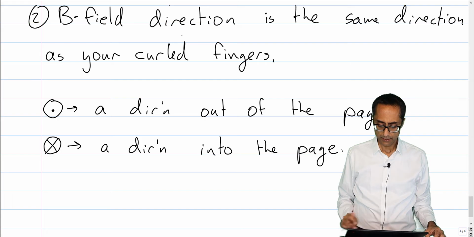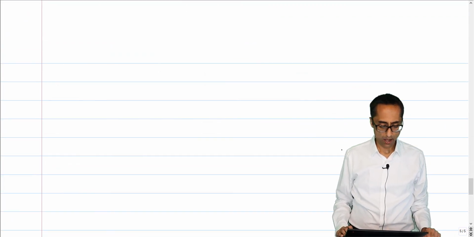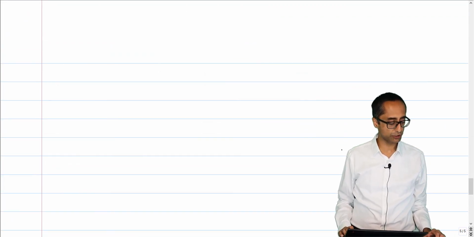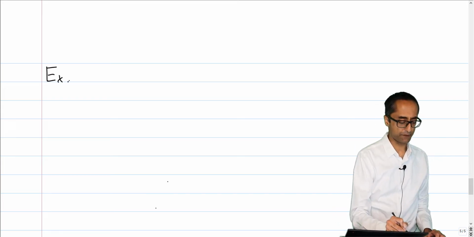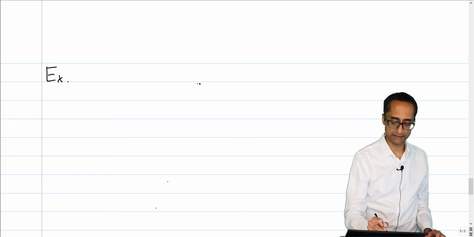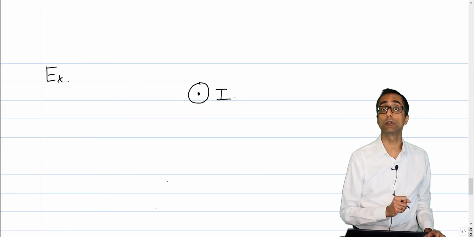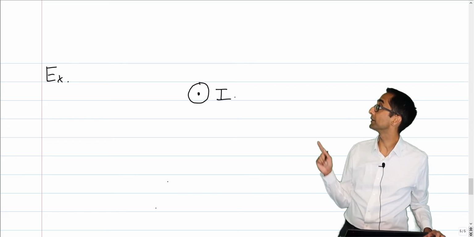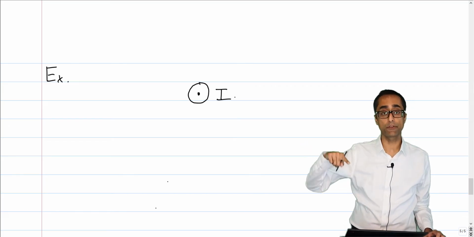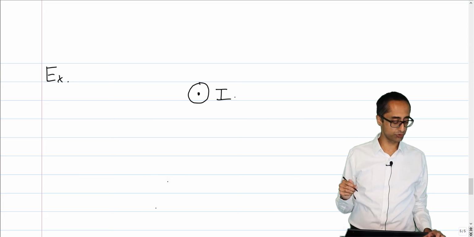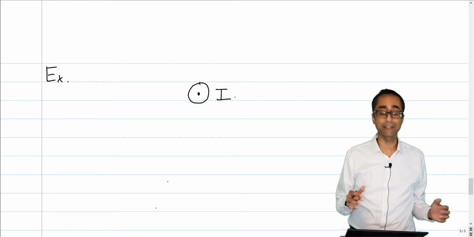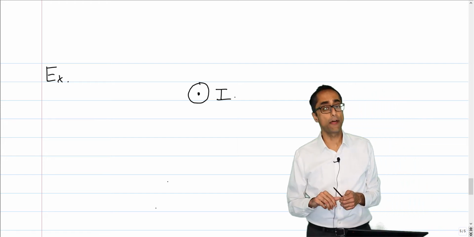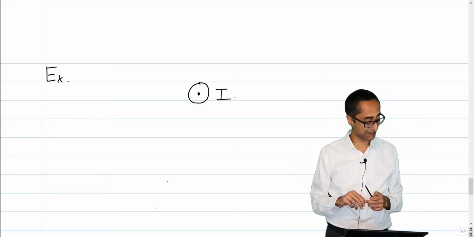All right, great. So let's try a couple of examples of just figuring out the direction of these magnetic fields due to the current. Let's start nice and easy. Let's say that that is our current. And so what we have here is a current coming out of the page. It's headed towards your eye. And so I want you to try to calculate the direction of that magnetic field.